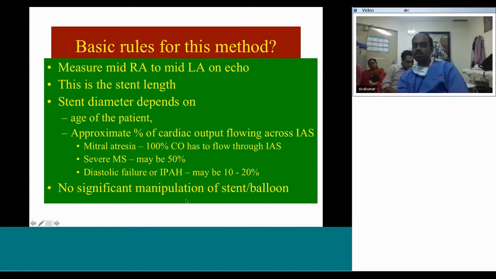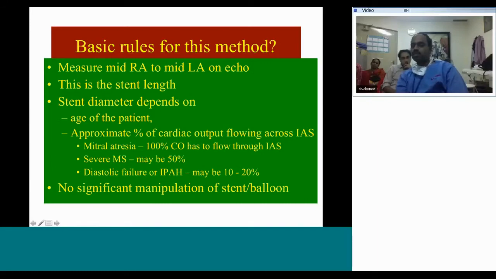The basic rule of this method is you have to measure the gap between the middle of the right atrium and the middle of the left atrium. That will be the length of the stent. And the stent diameter will depend on the age of the patient and the indication for the procedure. You need to understand how much of the cardiac output will go through the atrial septum.